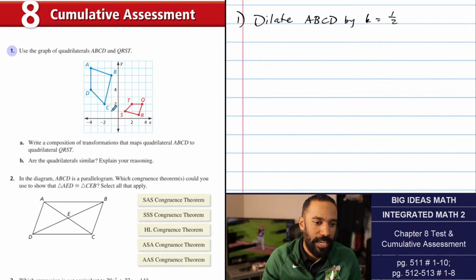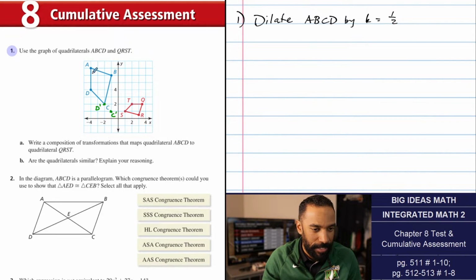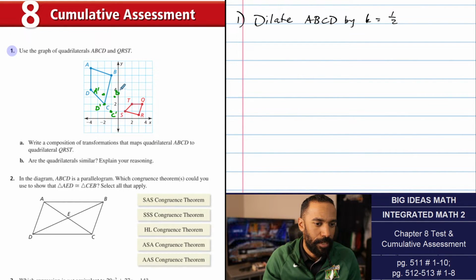So C prime goes to here, which corresponds with S, so that seems to work. D prime goes to where C is, and that's 2, 2. A is at negative 4, 7, so now we're going to be at negative 2, 3.5 for A prime. And then B is at negative 1, 6. So let's go to negative 1/2, oh, I didn't notice that was there. Negative 1/2, 3. B prime.